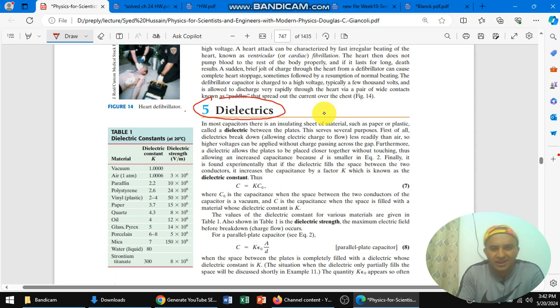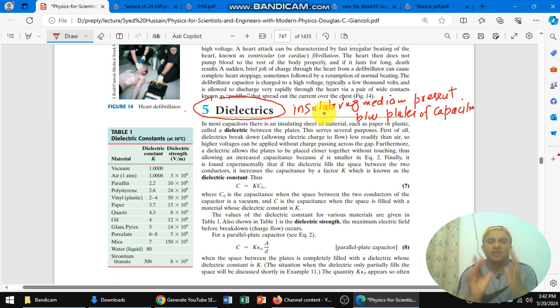Dielectrics are basically any insulator, or insulating medium, or material present between the plates of a capacitor. That is called a dielectric. And why do we use dielectrics?